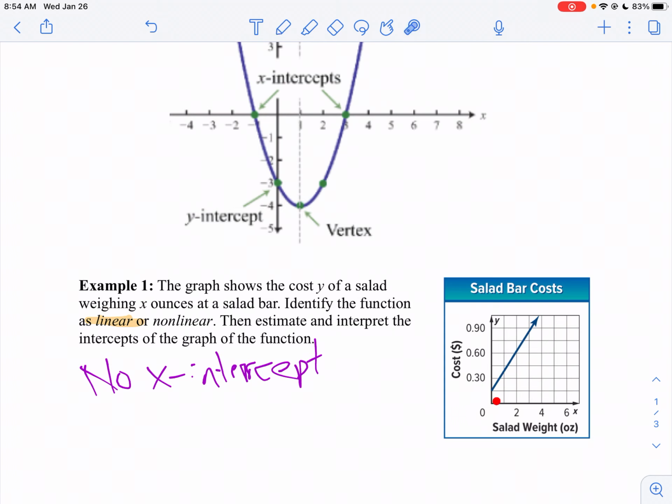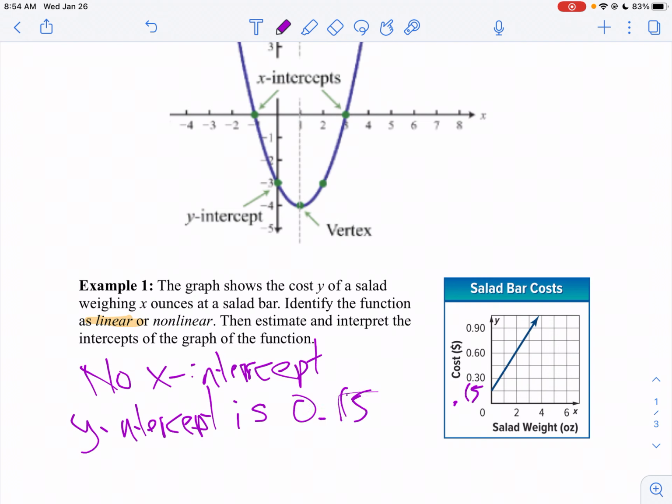Now, my y-intercept is right here. And notice I'm counting every tick mark is 0.15, isn't it? So here we have 0.15. So my y-intercept is 0.15.